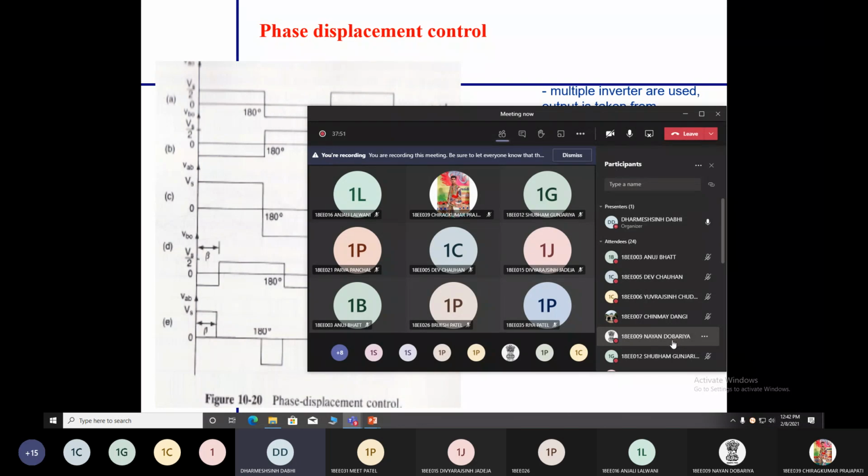So which one is the best PWM technique in terms of harmonics? 9 number. Out of these 5 different PWM techniques, which technique do you use in the inverter to reduce the harmonics? 9 number, give me the answer. Which technique is best suited to reduce the harmonics at the output side of the inverter?